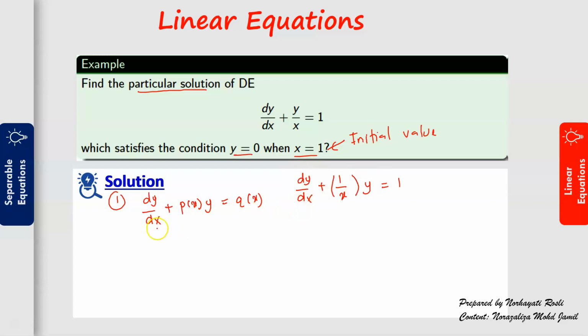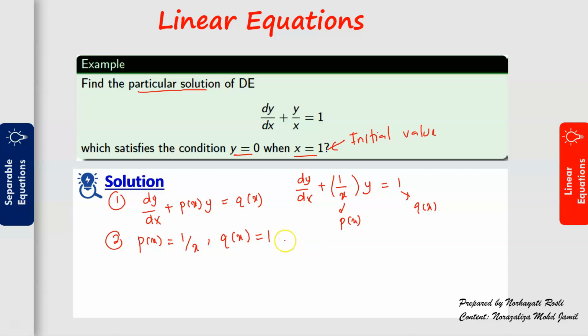This fulfills the general form, and you can see this is a function of x multiplied with y, which means this term is p(x), and this one is q(x). So this is the general form of our linear differential equation. Number 2, clearly here our p(x) equals 1/x and q(x) equals 1.